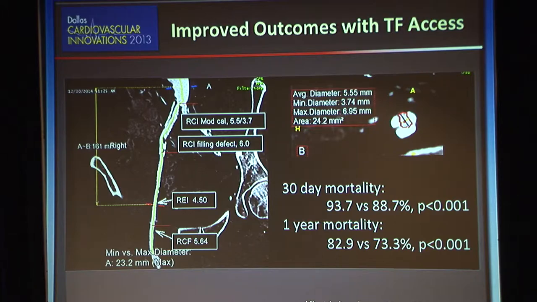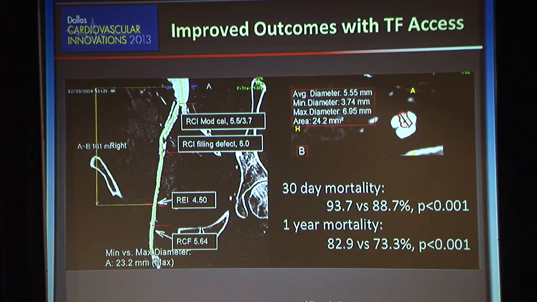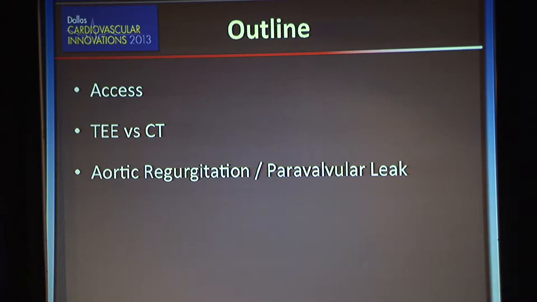So there's a review of cases. It's a meta-analysis, 49 studies, about 16,000 patients. And in those getting transfemoral access, there's an improved 30-day mortality and an improved 1-year mortality. This patient got a device implanted, he had a CoreValve implanted through the right leg. It went beautifully, no access problems with the leg, and he's done very well since.